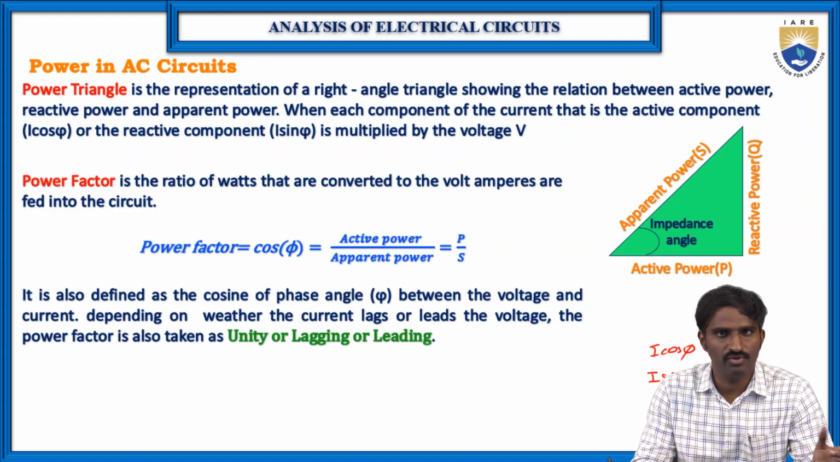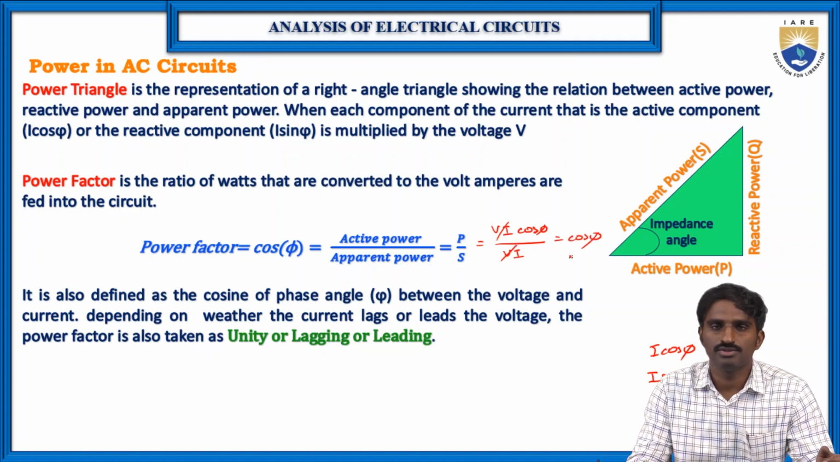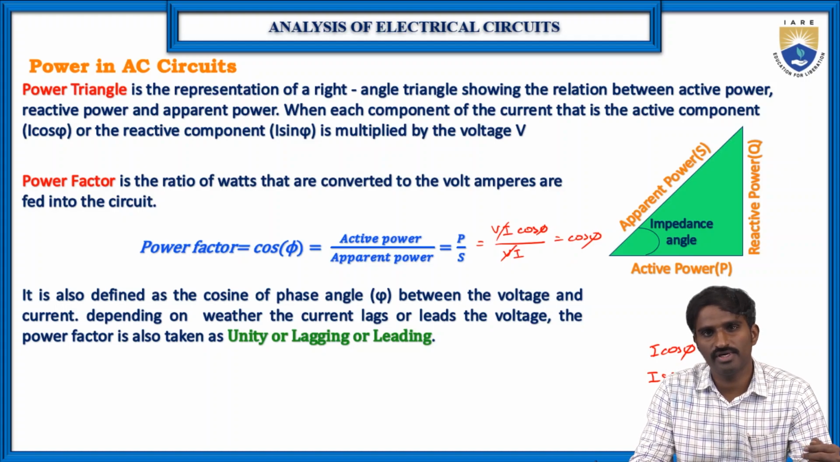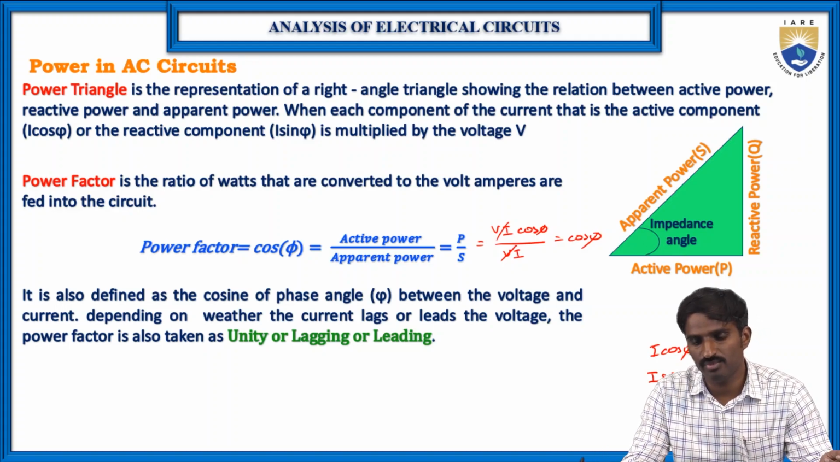Just now we discussed that the power factor is nothing but the ratio of the active power to the apparent power. The active power P is equal to VI cos phi, and the apparent power S is equal to VI. Then VI gets cancelled and you get cos phi, which is the power factor, right? So the power factor can also be defined as the cosine of the phase angle between the voltage and current. Of course, in the power triangle, phi is the angle between the apparent power and active power.